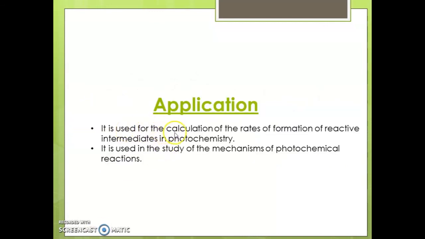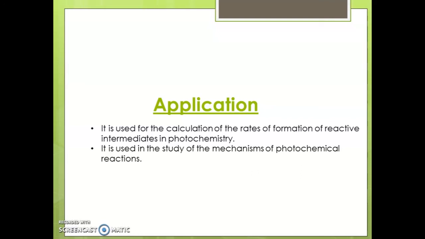It is used for the calculation of the rates of formation of reactive intermediates in photochemistry. That is, we can calculate the rate at which the reactive intermediates are formed in a chemical reaction. Second, it is used in the study of the mechanism of photochemical reactions. We can study the mechanism of a photochemical reaction using this law.